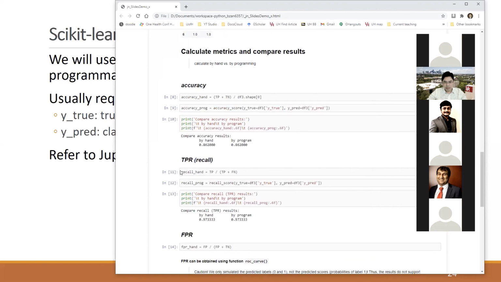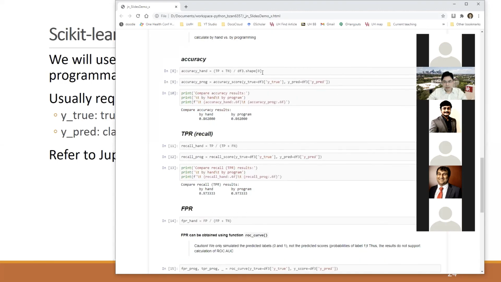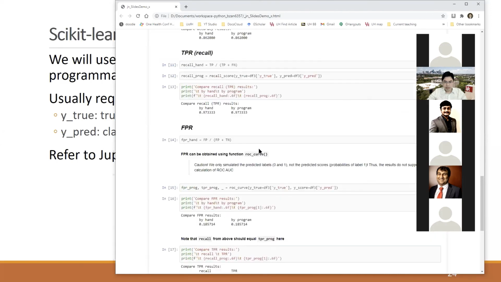I illustrate two ways of calculating each of these measures: by hand using the formula, and using programming to calculate it and compare the values. They are the same across all the values, as long as you calculate it by hand correctly.